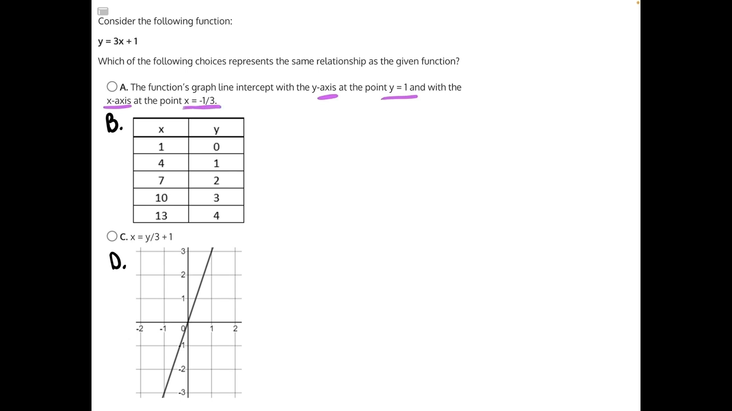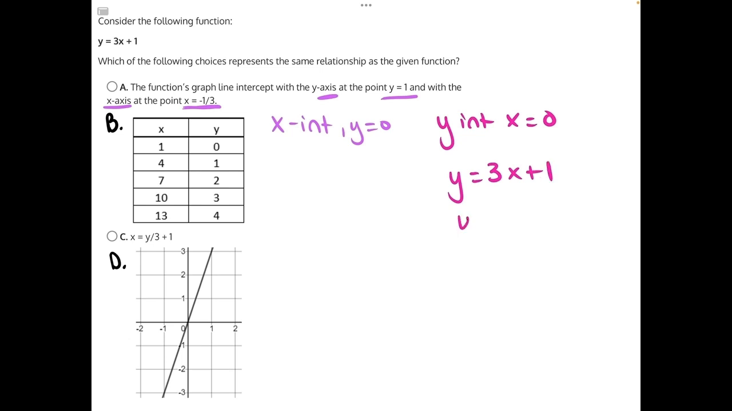To check to see if this is true, we'll need to find our x-intercept, where y equals 0, and our y-intercept, where x is equal to 0. Let's start with that one. Y-intercept will have y is equal to 3x plus 1, and then we'll need to plug in 0 for x. Y is equal to 3 times 0 plus 1. 3 times 0 will just give us 0 plus 1, which will give us 1, making that part of the question, or the answer choice so far, true.